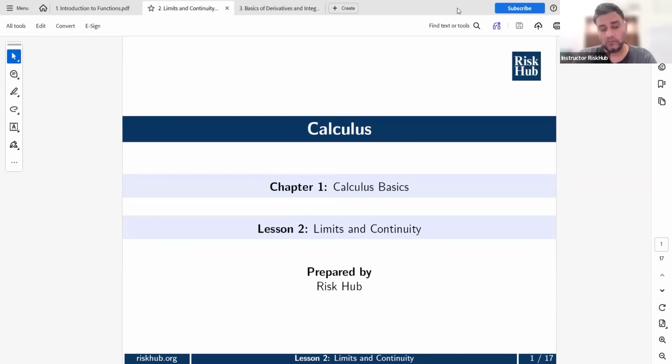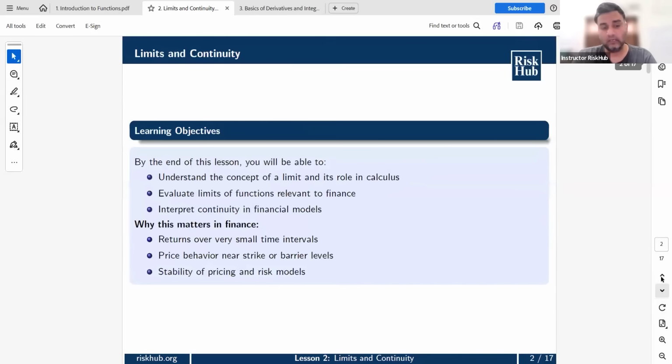So, the learning objectives. Please note it down that by the end of this lesson, you will be able to understand the concept of a limit and its role in calculus. The concept of a limit tells us what value a function approaches. What value a function, which we studied in the previous topic, approaches when the input gets very close to a particular number.